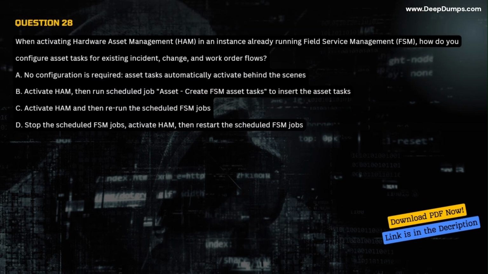Question 28. When activating hardware asset management, HAM, in an instance already running field service management, FSM, how do you configure asset tasks for existing incident, change, and work order flows? A. No configuration is required. Asset tasks automatically activate behind the scenes. B. Activate HAM, then run scheduled job Asset create FSM asset tasks to insert the asset tasks. C. Activate HAM and then rerun the scheduled FSM jobs. D. Stop the scheduled FSM jobs, activate HAM, then restart the scheduled FSM jobs.